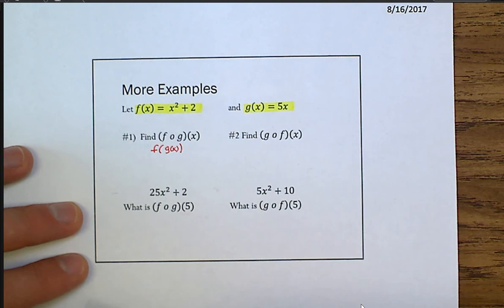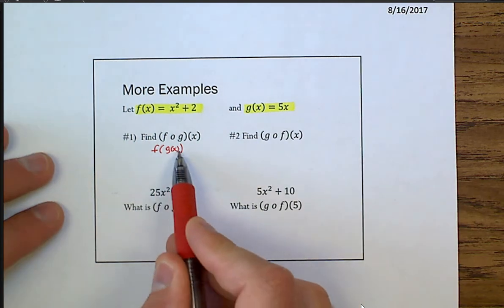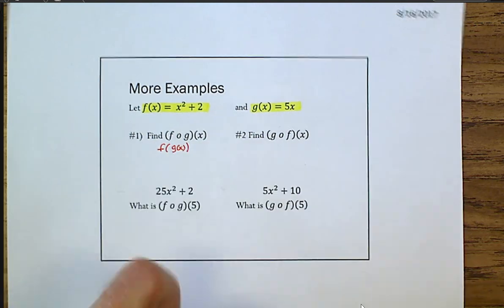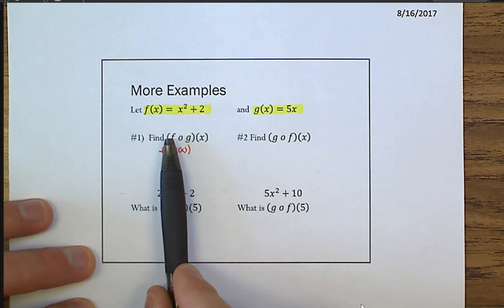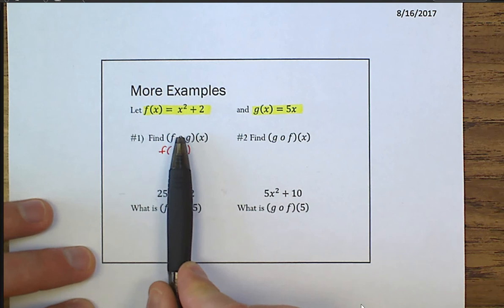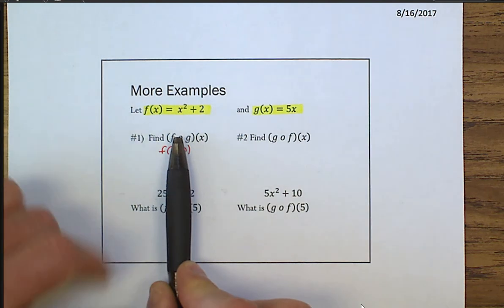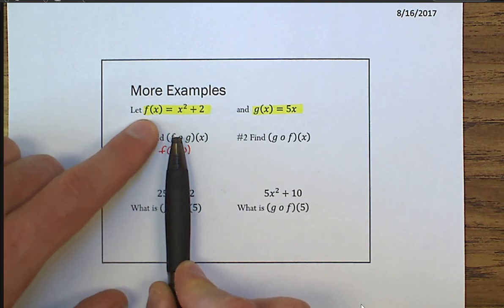And what I mean by that is this. This means f of g of x. Now, normally, if I cover this up, what's normally there? There's usually an x there, right? F of x. So just pretend the f of x, we're talking about the f of x function, which is right here, x squared plus 2.